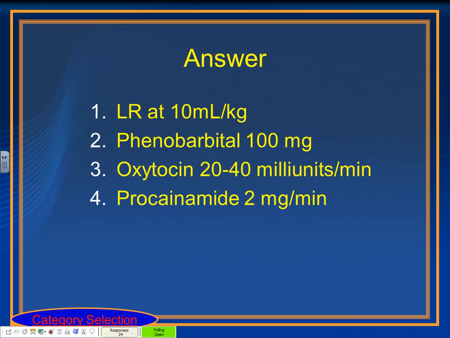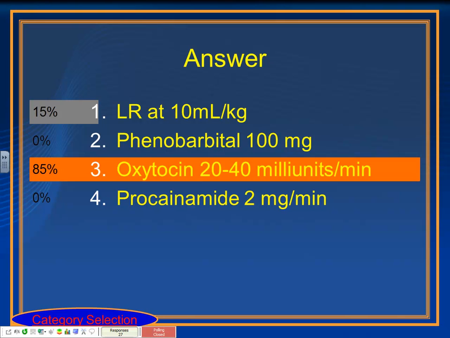Correct answer is oxytocin. Oxytocin at 20 to 40 milliunits per minute is going to help with postpartum hemorrhage. Postpartum hemorrhage is anything over how much blood loss? 500 milliliters. What's it also known as? Pitocin.